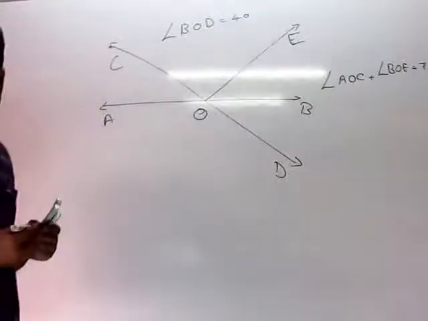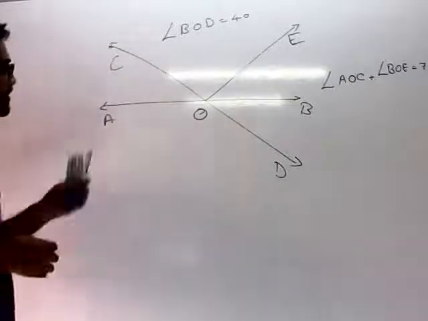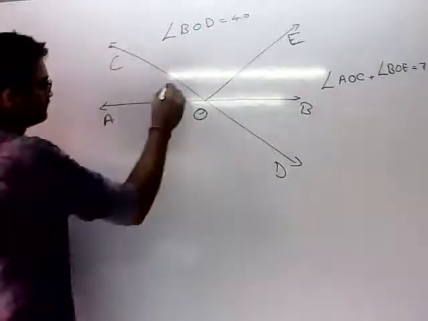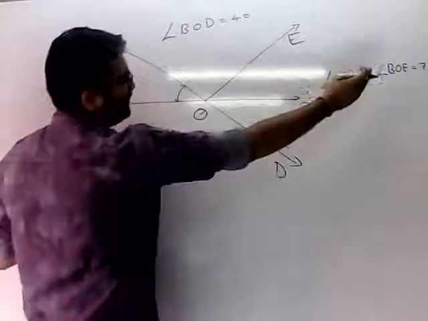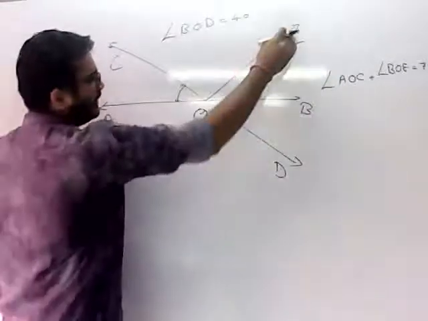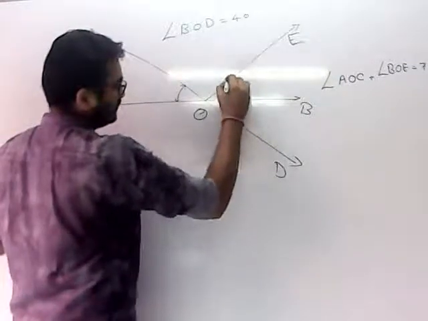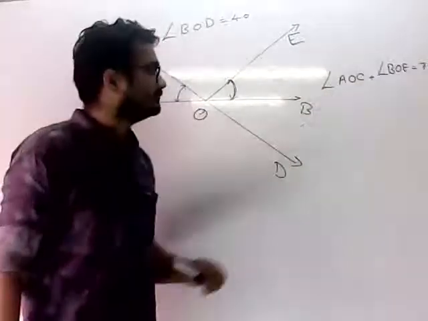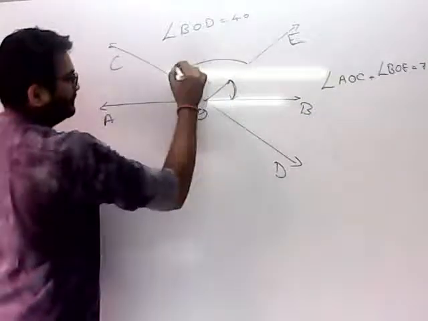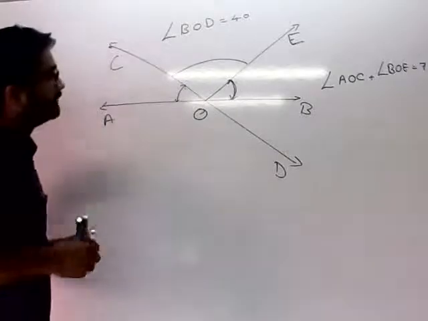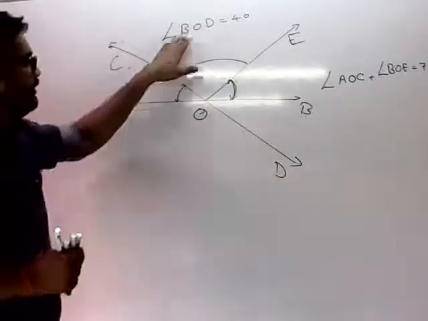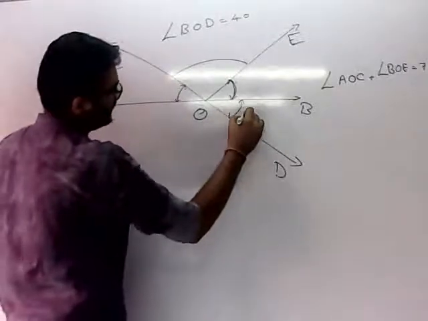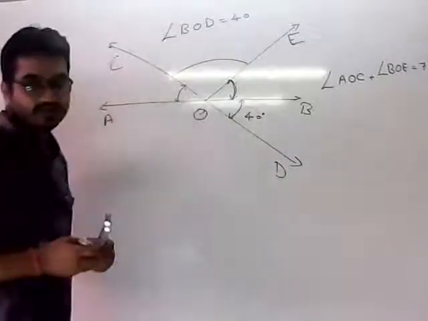Okay, now let us write that first. First, let us clear what they have given. So AOC, where is AOC? AOC means this one, plus BOE. BOE means this one. These two angles are combined 70 degree. Means what will be the size of this angle? Now the third one is BOD. BOD means this one. This one is 40 degree. Okay, this much data is given.